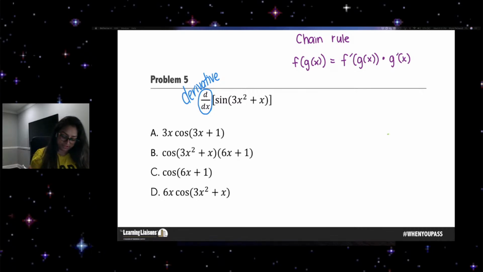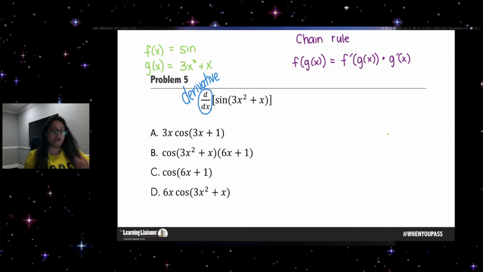Let's get started. So I'm going to go ahead and name these different pieces, right? So I'm going to have my f of x, which is going to be sine, just sine, nothing else. And I'm going to have my g of x, which is 3x squared plus x. All right, now that we have 3x squared plus x, that's our g of x, we have sine, that's our f of x. Go ahead and take your derivatives, make it a little bit easier for yourself.